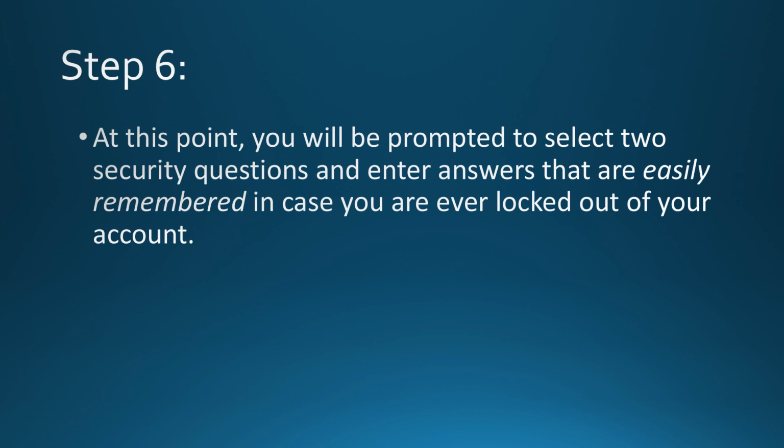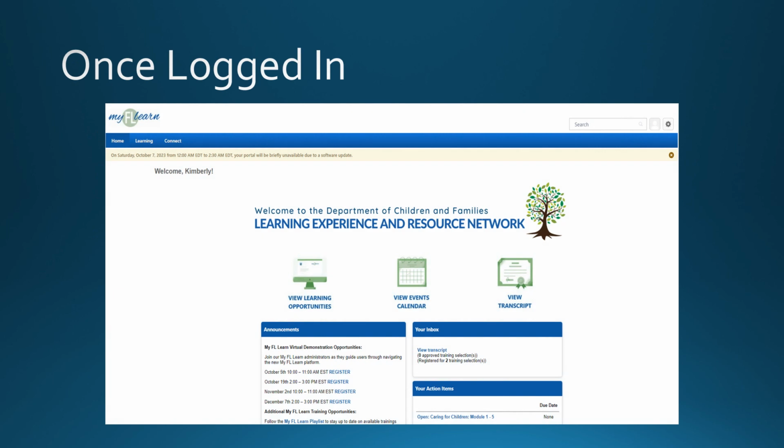Once you've completed the account registration form, you will be prompted to select 2 security questions and enter answers that are easily remembered in case you are ever locked out of your account. Keep in mind that your answers are case sensitive, so ensure that you type these answers in exactly as you would each time you are asked that question. Once you have selected your security questions, you will be routed to your account dashboard. From here, you can view transcripts and view learning opportunities and search for specific training courses. For steps on how to access the Level 1 foster care trainings, continue watching.